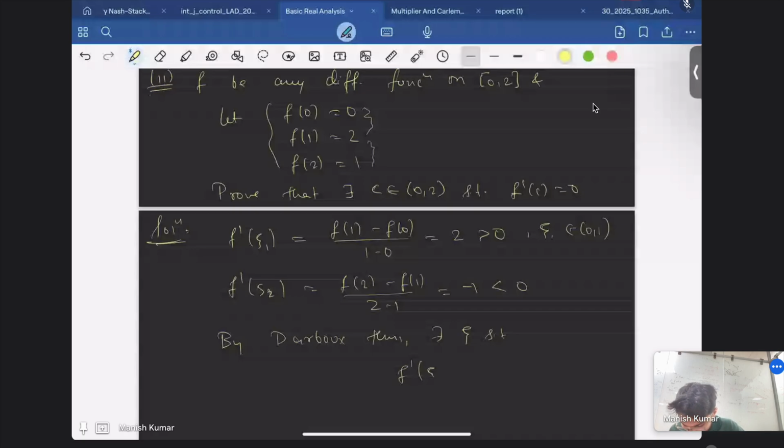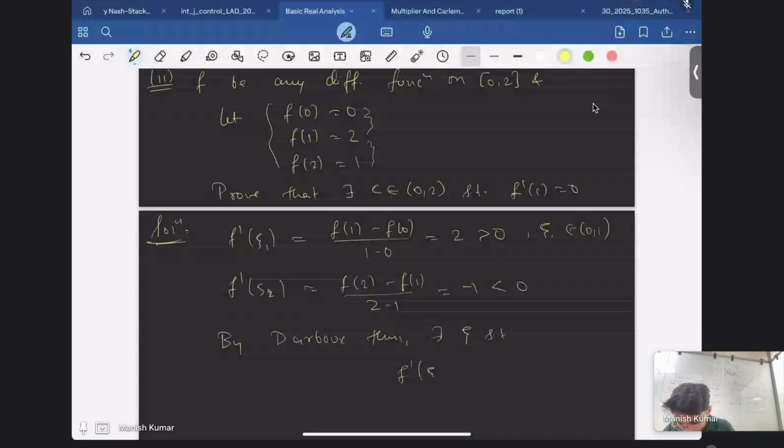So do you know the generalized mean value theorem? For two functions, it's something like f prime of zeta upon g prime of zeta equals the ratio of the differences of f and g. Yes, sir. Okay, so I'll not write this. So let's write this problem.